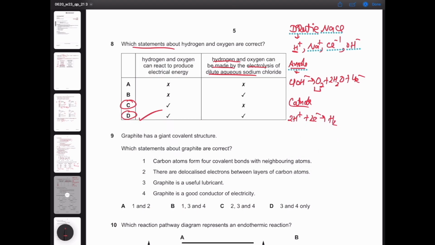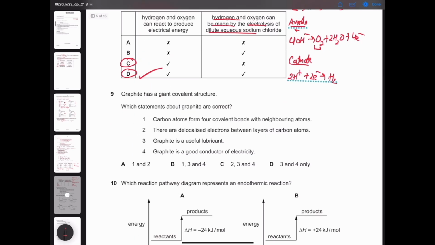Now, graphite has a giant covalent structure. Which statement about graphite is correct? Carbon atoms form 4 covalent bonds. They form 3 covalent bonds. One valency is free. There are delocalized electrons between layers of carbon atoms. This is true. Graphite is used as a lubricant. True. Graphite is a good conductor of electricity. True. So the answer should be C, 2, 3 and 4.